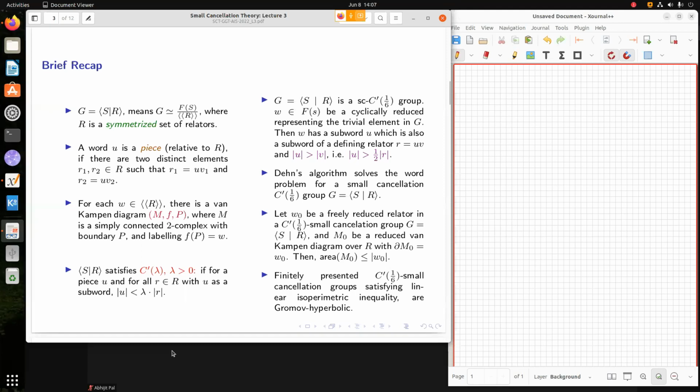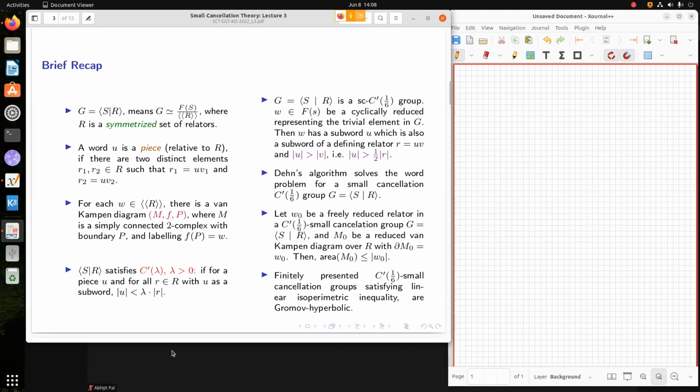Now, we saw the proof of this fact last time: if we have a word representing the trivial element, then we will have a subword u which is part of another defining relator, where that subword u is greater than half of that other relator. That was quite a useful thing. This facilitated the Dehn algorithm, which we discussed last time. And then we saw that essentially the same thing gives us a linear isoperimetric inequality: the combinatorial area of the Van Kampen diagram corresponding to this freely reduced relator is less than the length of the word.